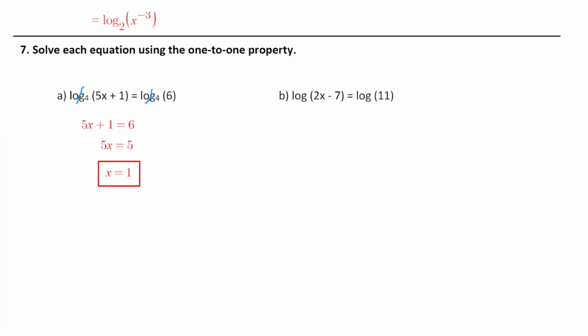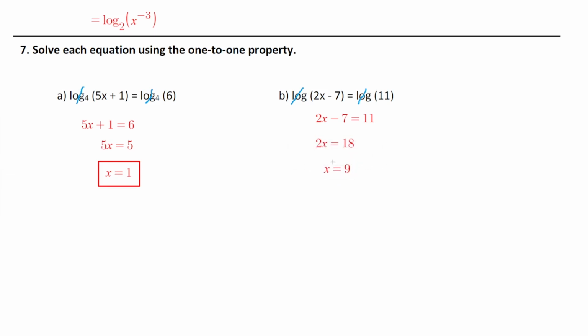For part B, I can do the same thing. That one-to-one property allows me to drop these logarithms because they have the same base, which is 10. So that gives me 2x minus 7 equals 11. I can add 7 to both sides and get 2x equals, let's see, 11 plus 7 would be 18. And then divide both sides by 2 and get 9.